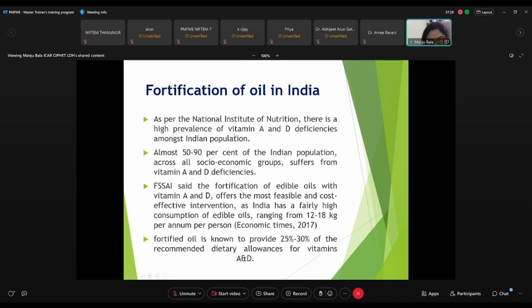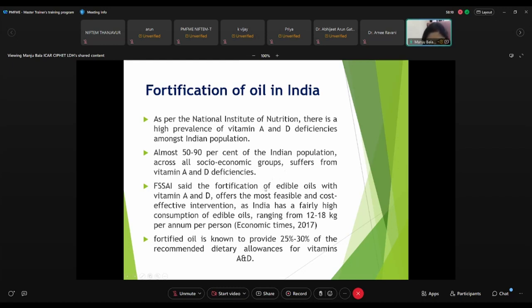But when these dietary recommendations are not met, they give this kind of recommendation. Almost 50 to 90% of the Indian population across all socio-economic groups, not only the poor, are deficient. Richer people are more deficient in vitamin D, those who are living indoors, because poor people go in the sunlight and work during day hours. So they suffer less compared to richer people. Irrespective of socio-economic group, people are suffering from this deficiency.